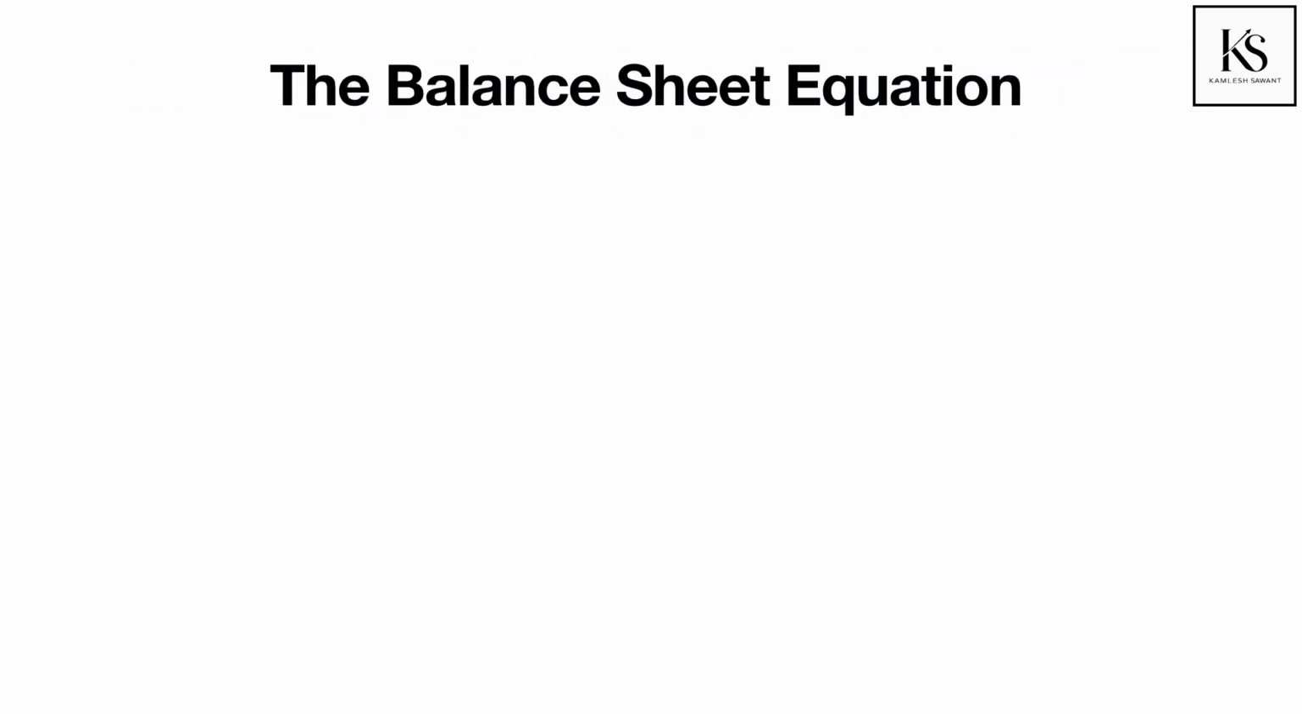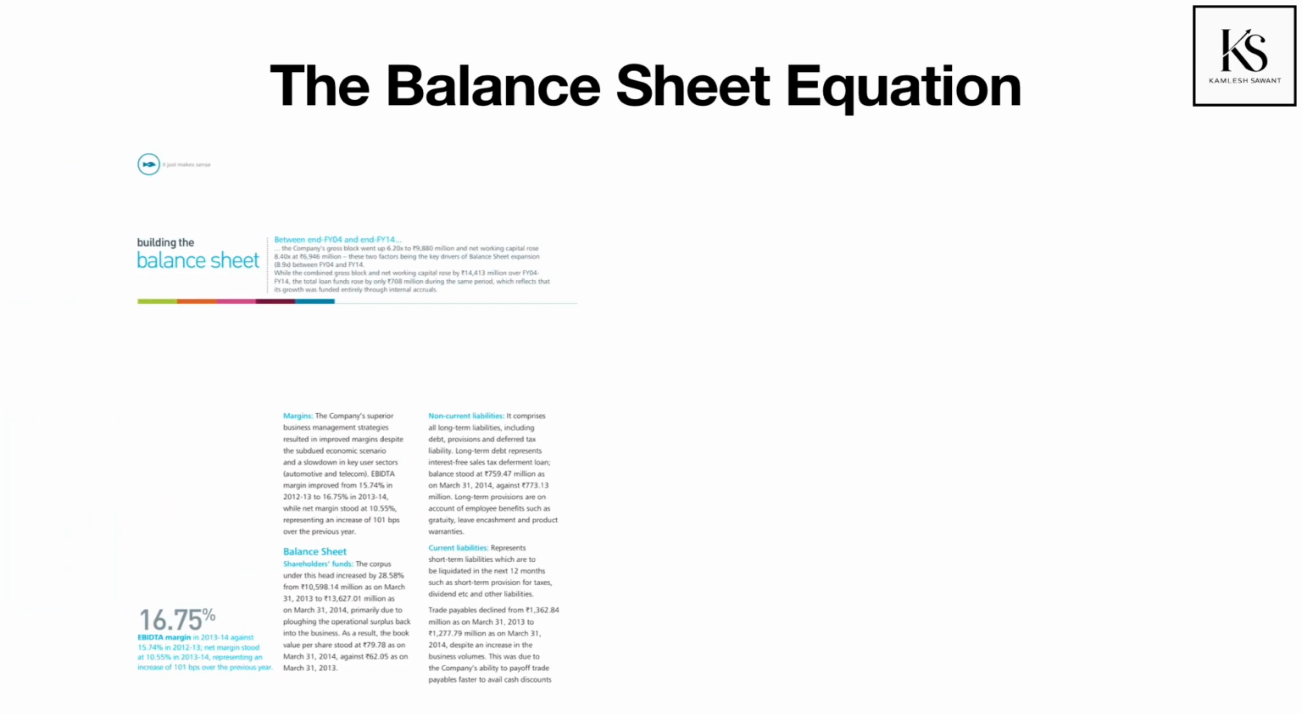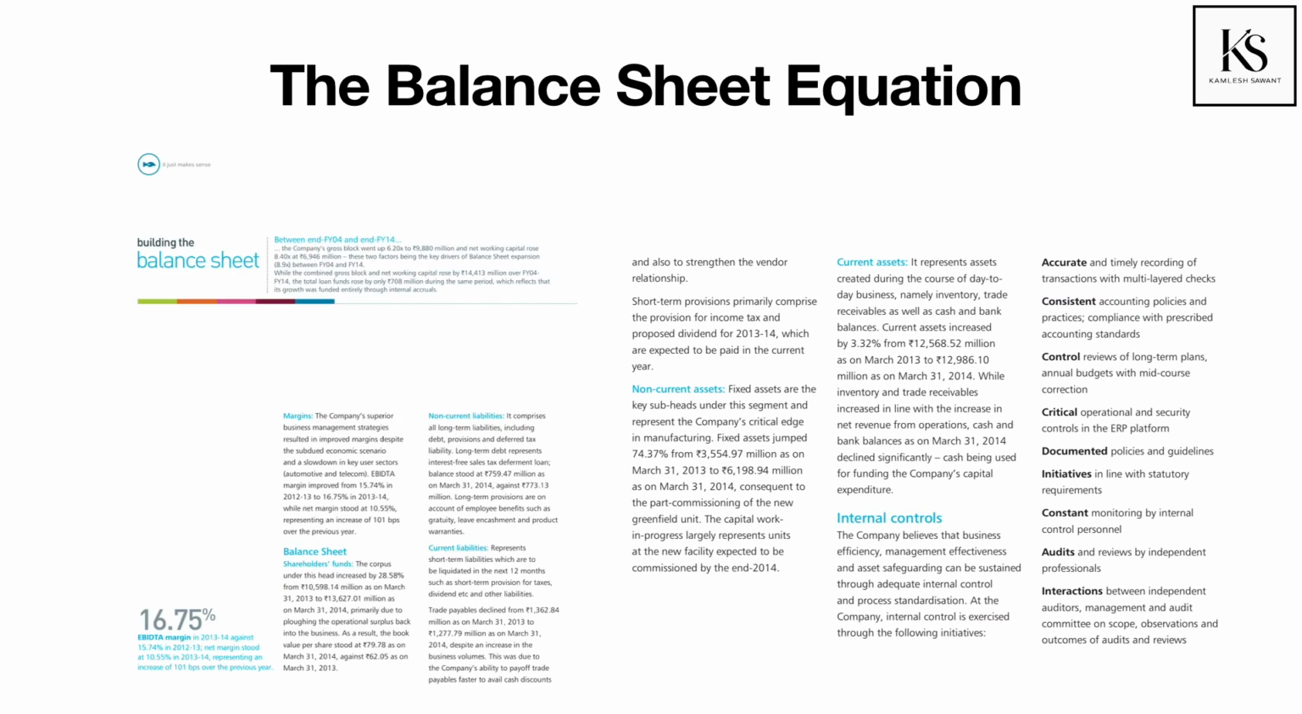The balance sheet equation. While the P&L statement gives us information pertaining to the profitability of the company, the balance sheet gives us information pertaining to the assets, liabilities and the shareholders' equity. The P&L statement, as you understood, discusses the profitability for the financial year under consideration. Hence, it is good to say that the P&L statement is a standalone statement.